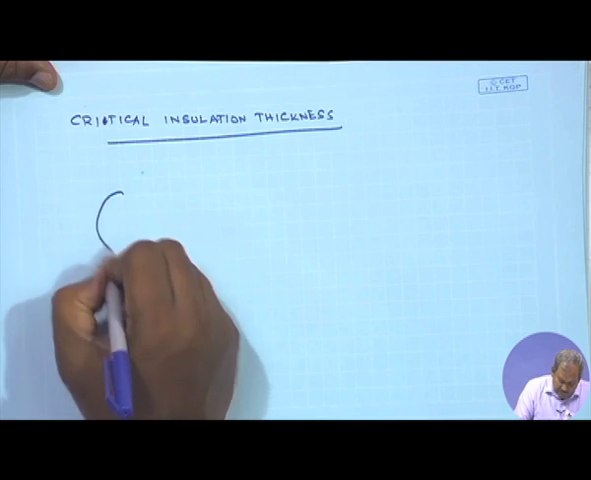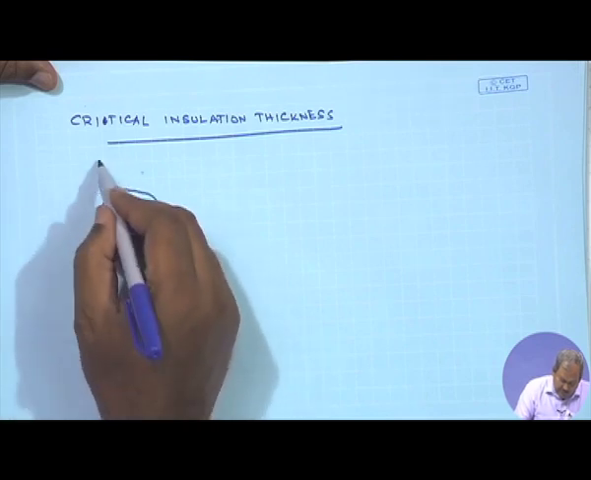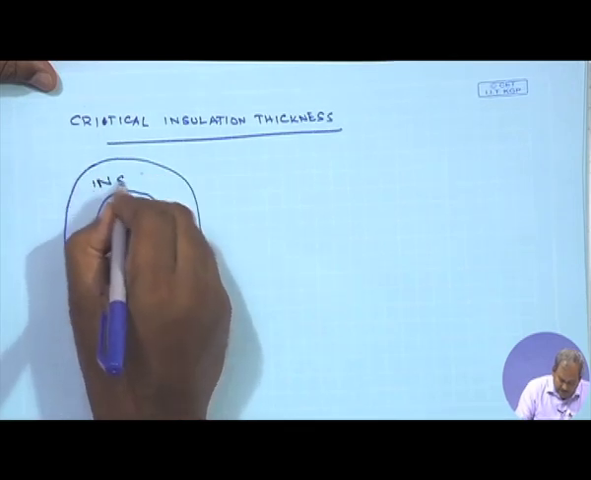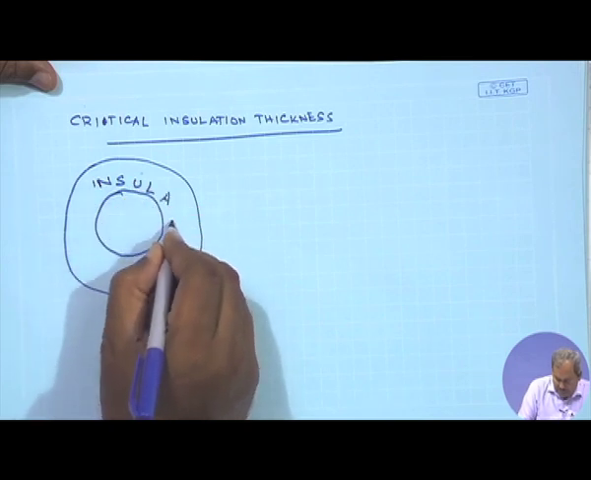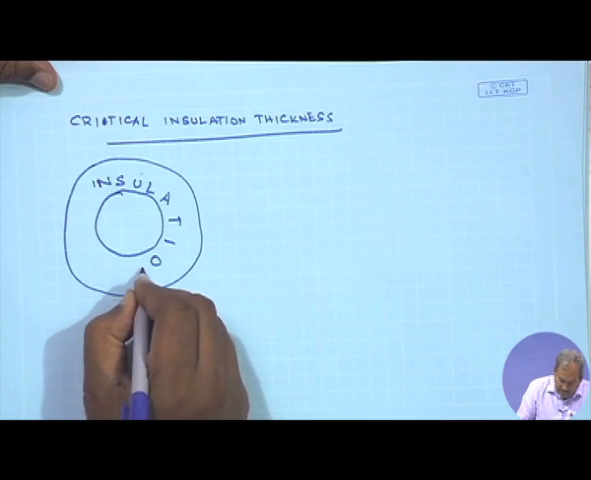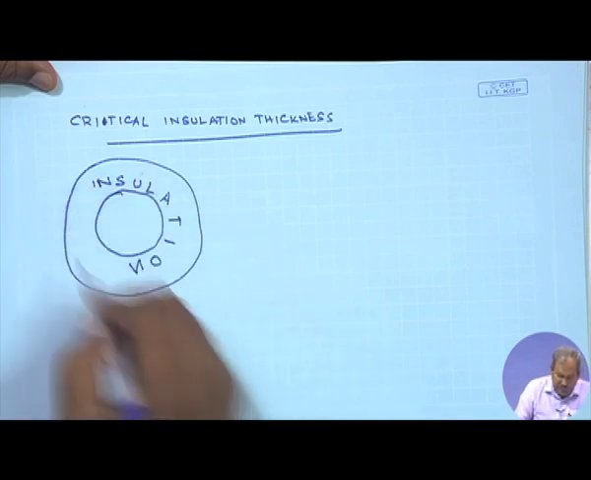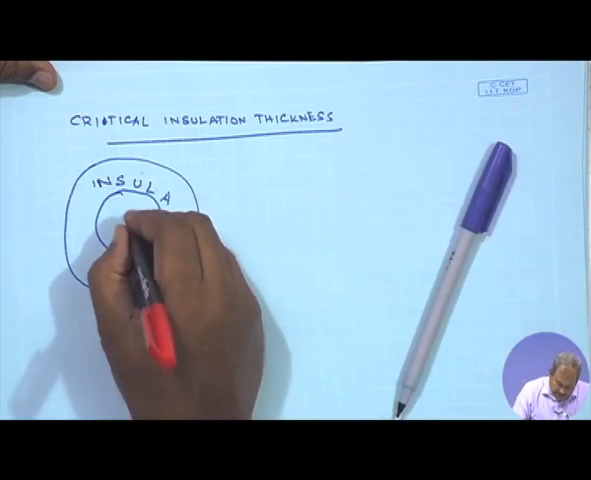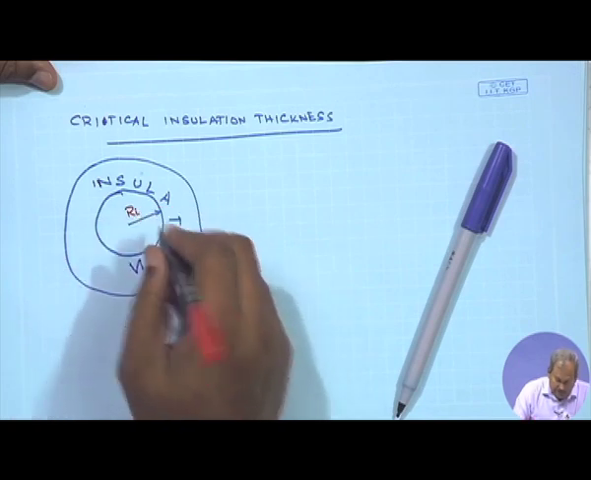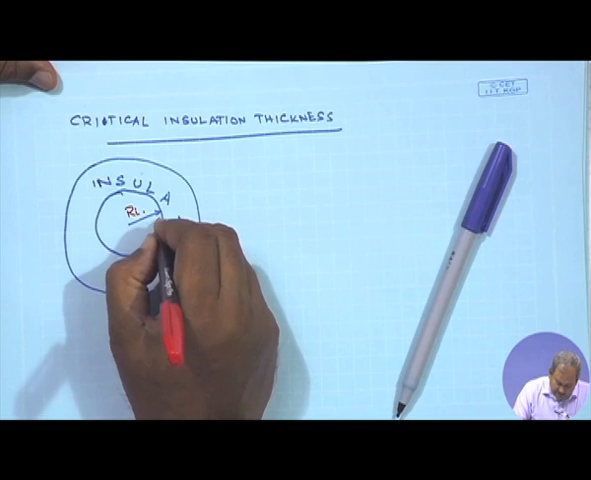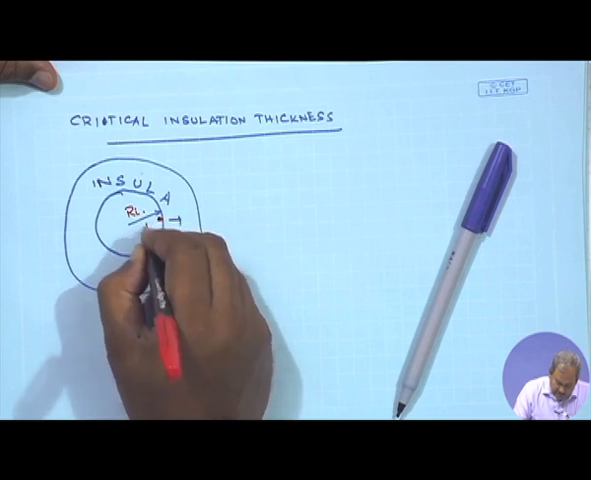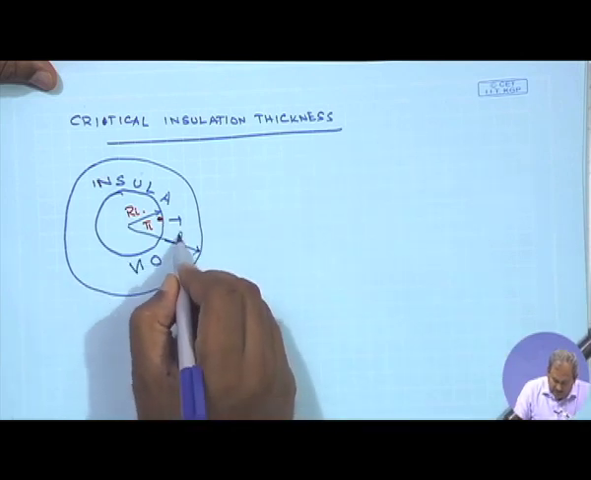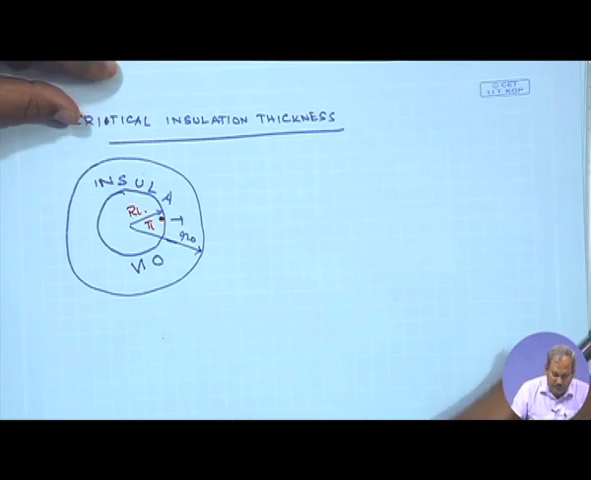Say you have a system with a pipe and an insulation around it. Let us assume that the inner radius of the insulation is R I, and the temperature at this point is T I, and let us say the outer radius of the insulation is R O.